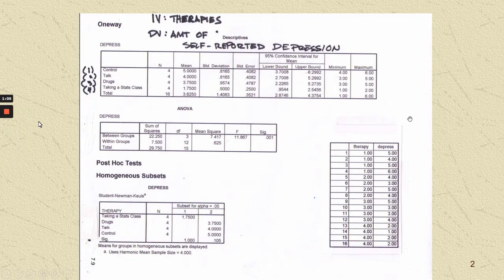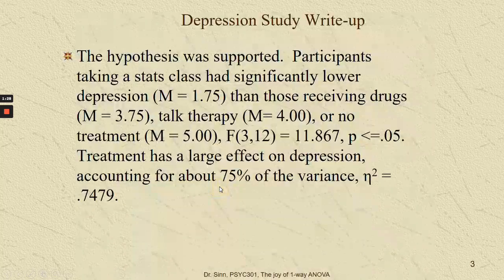Okay, welcome back. You should notice on the F value here that it is significant. And we can see down here, we have the difference being between taking a stats class and the other 3 levels. So this here is going to dictate how our middle sentence gets written.